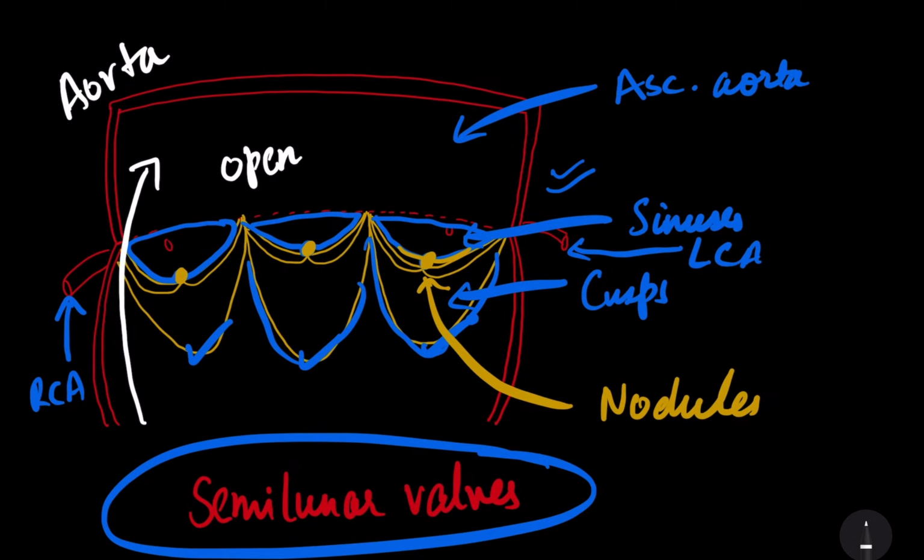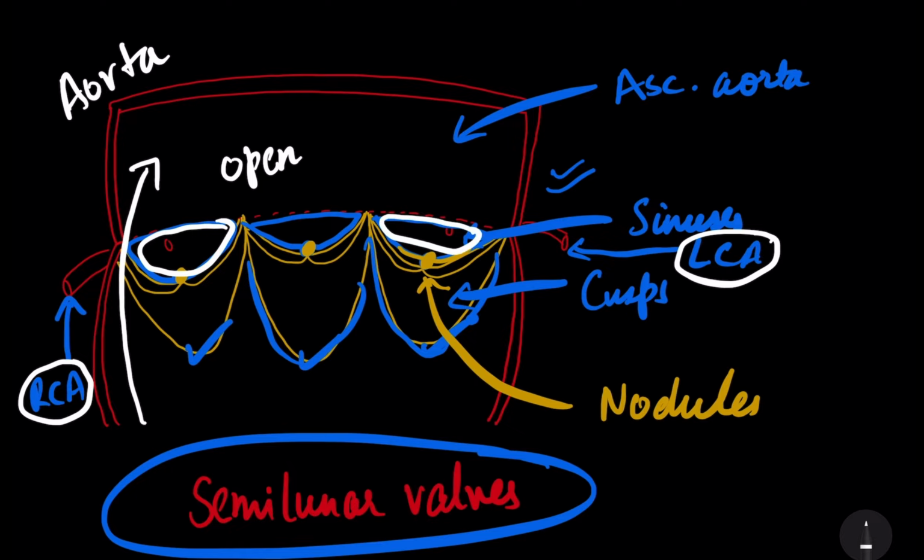The right coronary artery and the left coronary artery emerge from inside the sinuses. The right coronary artery develops from the right aortic sinus, and the left coronary artery develops from the left aortic sinus. These sinuses store blood. How do they store blood?